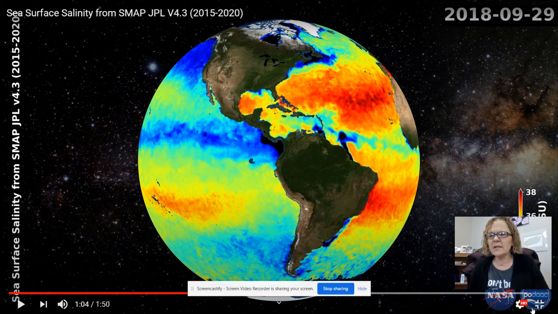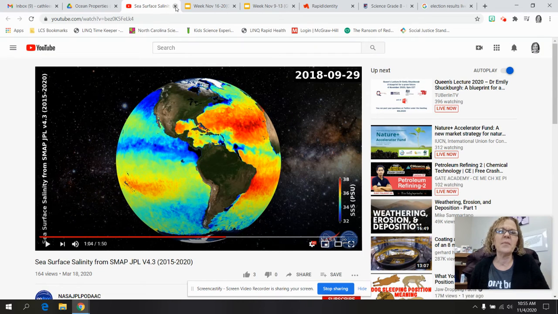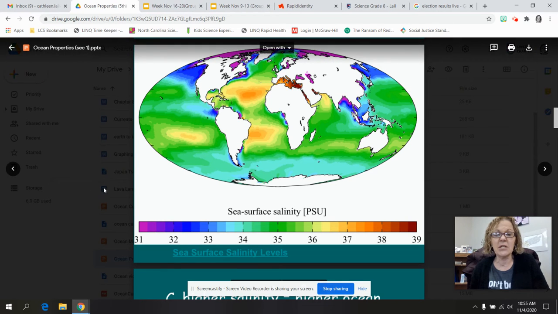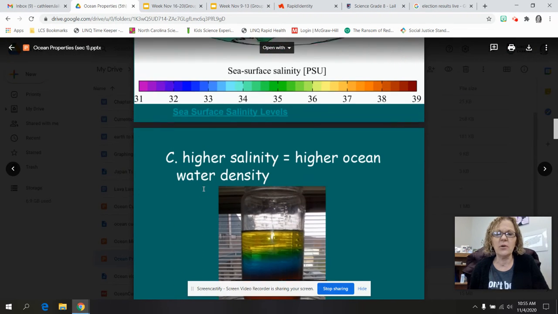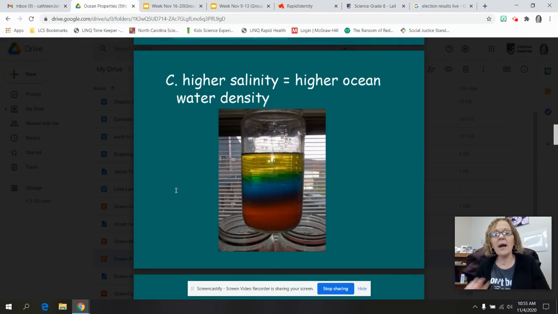So it does change with the weather because of droughts, because of precipitation. That can definitely change it. Now, the higher the salinity level, the higher the density in the ocean water. Now, in the last unit, remember, we also learned that the colder the water, the more dissolved oxygen it has, and it will sink, just like cold air.